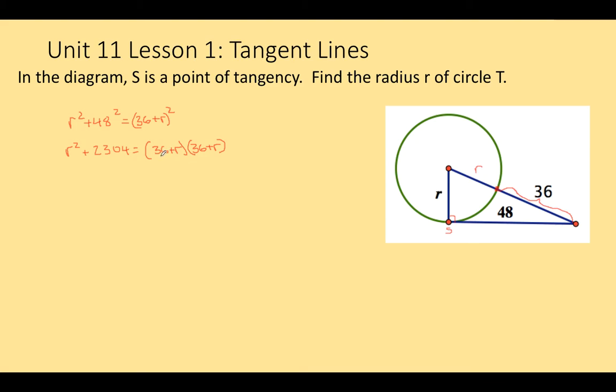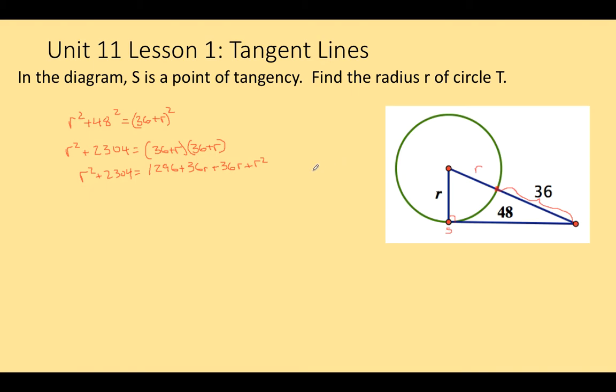Multiplying binomials, you'd have 36 times 36, which is 1,296. And then you'd have 36r plus, now when I distribute this one, another 36r. And then r times r is r squared. Okay? And then over here we've got r squared plus 2304.